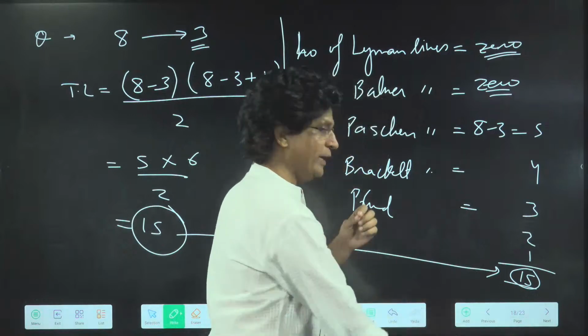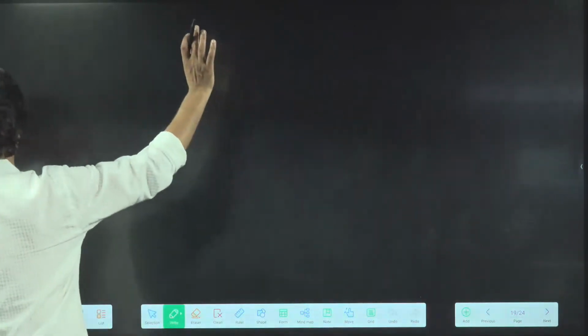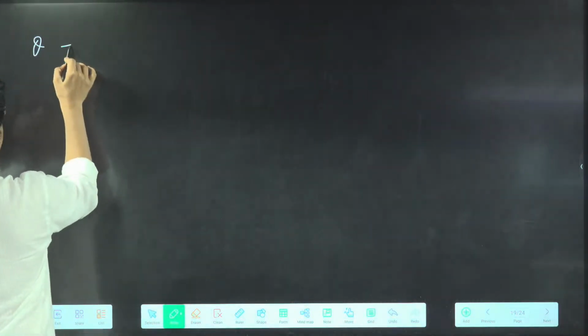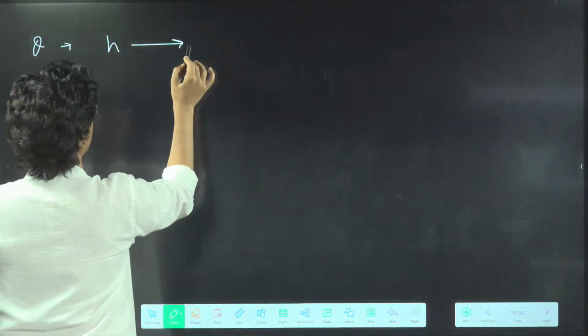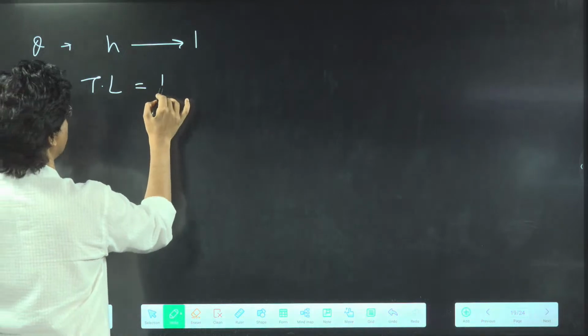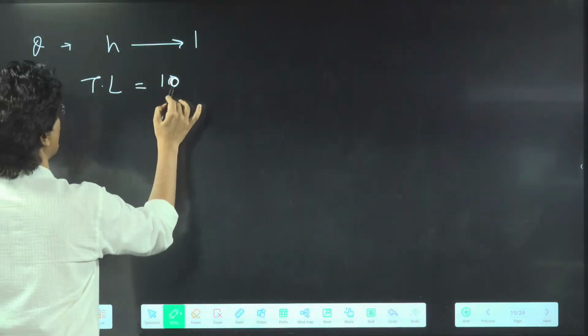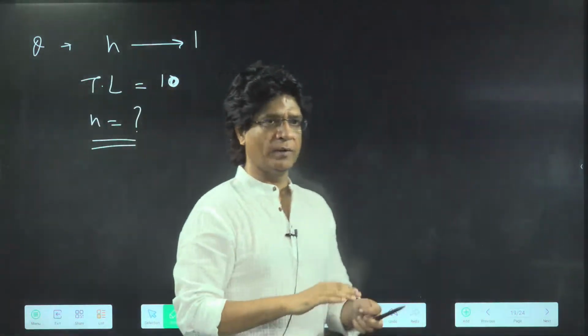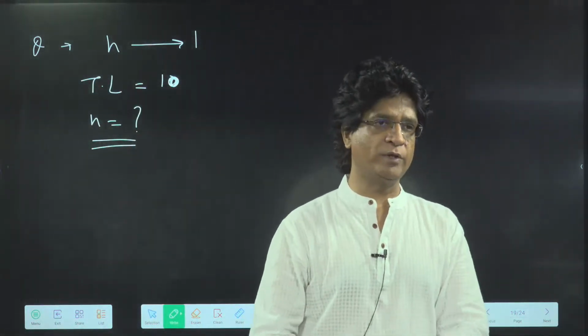Okay. Now one last thing remaining. One last question we'll do. An electron jumps from orbit number n to orbit number 1 and total lines formed are say 10. Find the value of n. Come on. I'll share a good trick with you people.